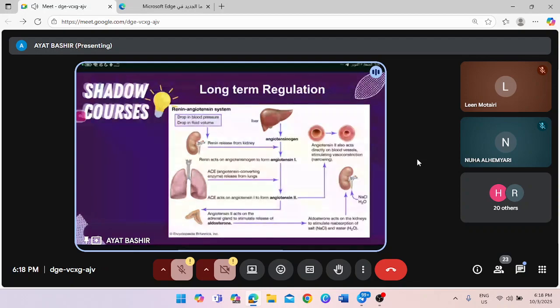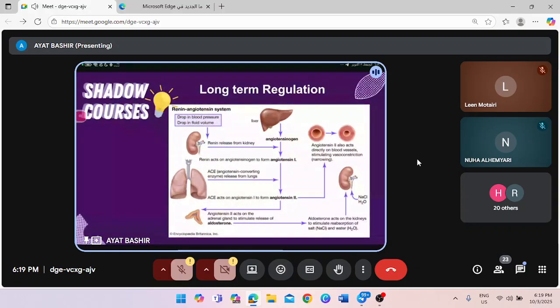So the main thing in the long-term regulation is the renin angiotensin system. It will be activated when there is a drop in the blood pressure. When the kidney feels there is a drop in the blood pressure and fluid volume, the kidney will start to secrete the renin. Usually there is a beta-1 receptor in the kidney. When it is activated, the renin will be secreted. So the beta-1 receptor is very important, the one responsible for the renin release.